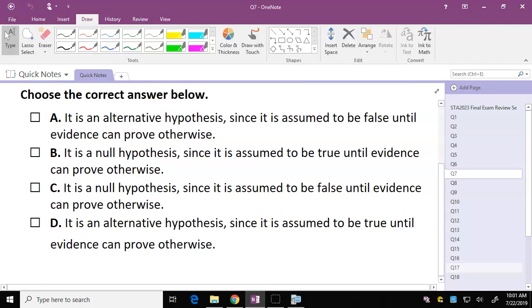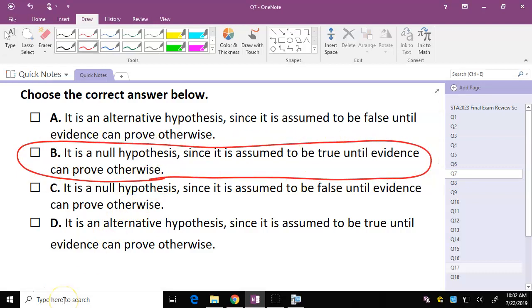Because in the beginning, you have to assume you are innocent, right? As it always says, you are innocent until proven guilty. So we know it's about the null, so right away we know it's either B or C. So which one is it going to be? B, absolutely. Because you are innocent until evidence tells us otherwise. So until our evidence tells us to either reject or not reject, right?